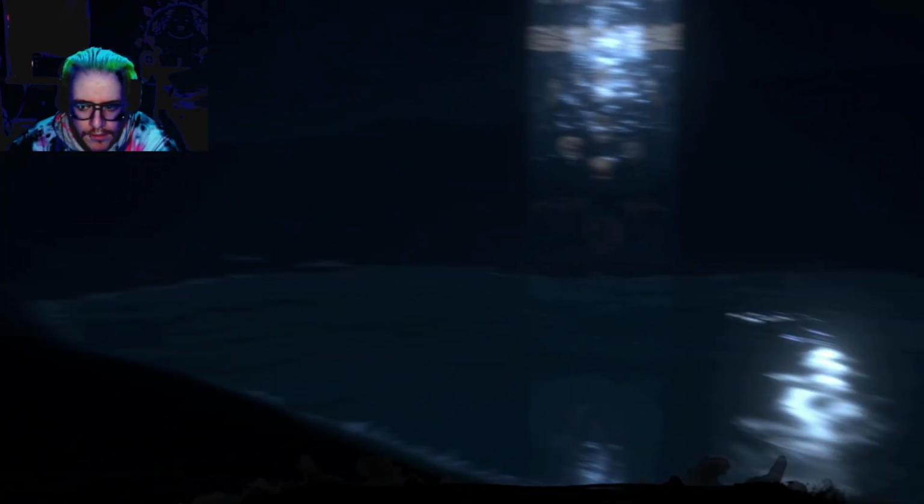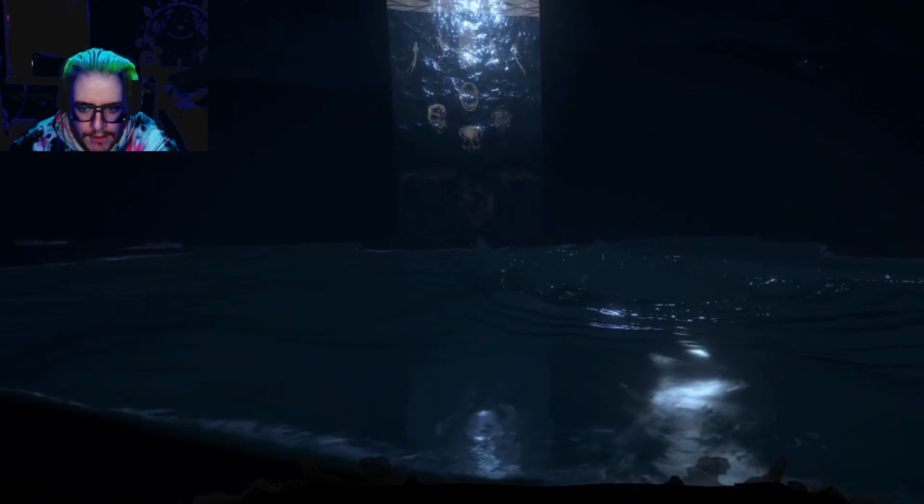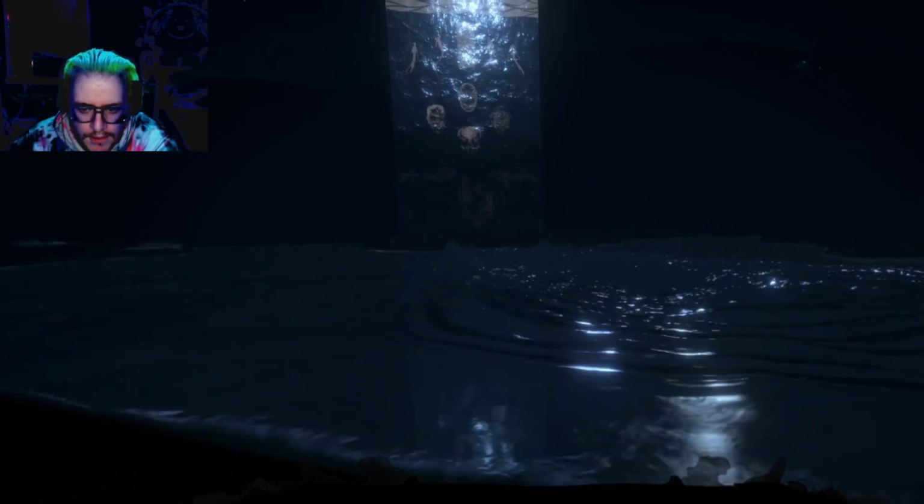Where is it? Oh. With only a slight churning to mark its rise to the surface, the thing slid into view above the dark waters.